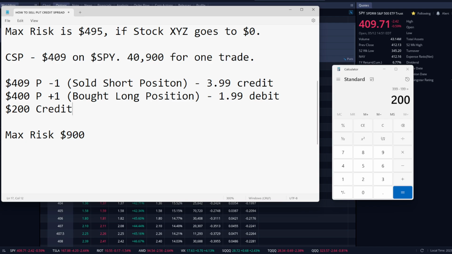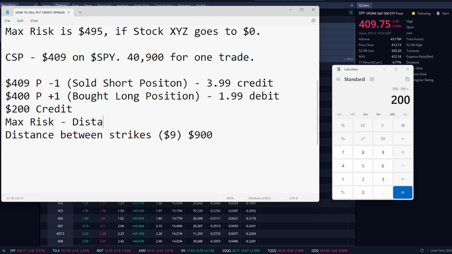The distance between these strikes, like I mentioned, is 9. So our max risk is really the distance between strikes, which is 9, minus the credit. So distance minus the credit.